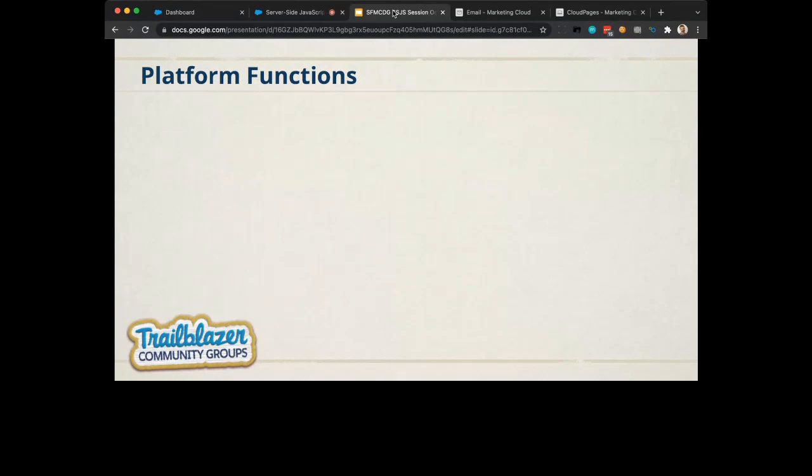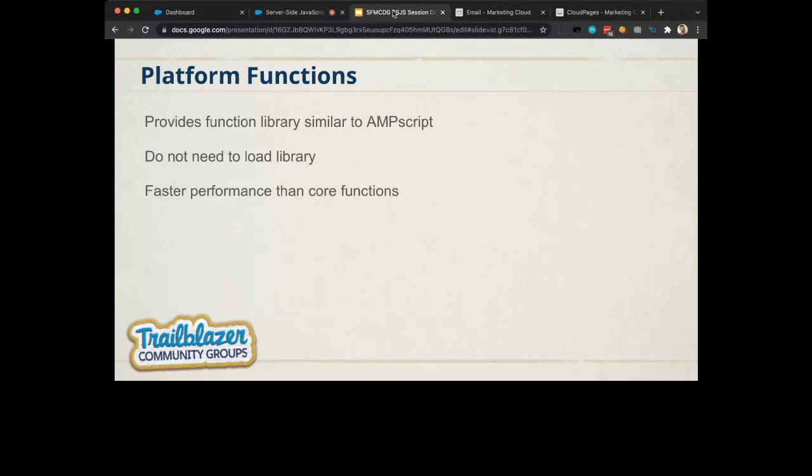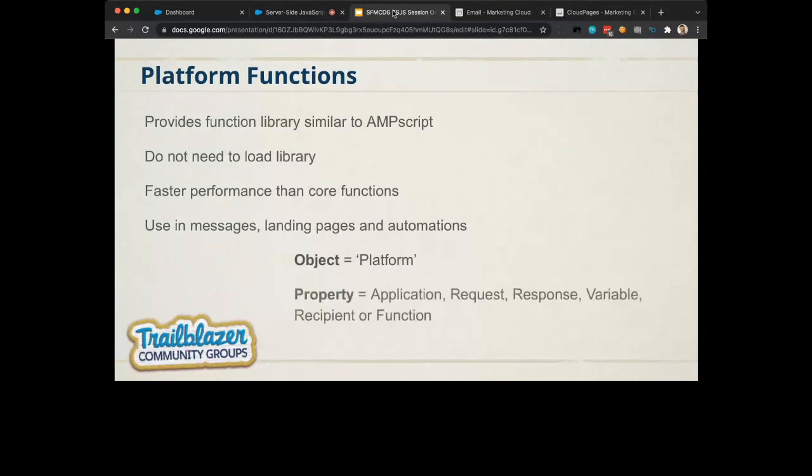Let's now take a look at platform functions. As I mentioned earlier, platform functions provide a library which is comparable to AMPscript, but JavaScript based. However, unlike the core library that we just discussed, you don't need to load the platform library as it's included by default. Platform functions exist outside of the core library and are generally more performant, and they can be used in messages, landing pages, and script activities. These functions can be identified by their naming convention, which comprises the object name, which is Platform, then the object property, which is either Application, Request, Response, Variable, Recipient, or Function, and finally the method or function name.